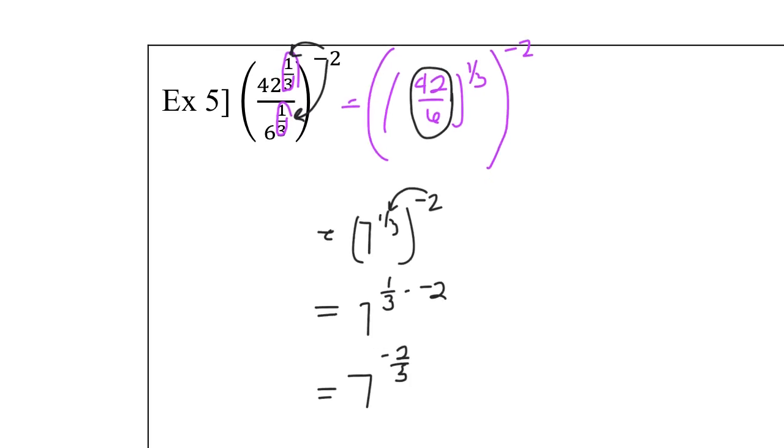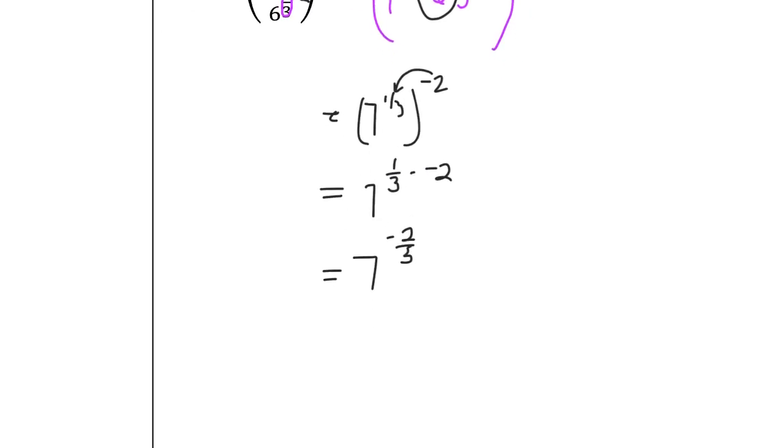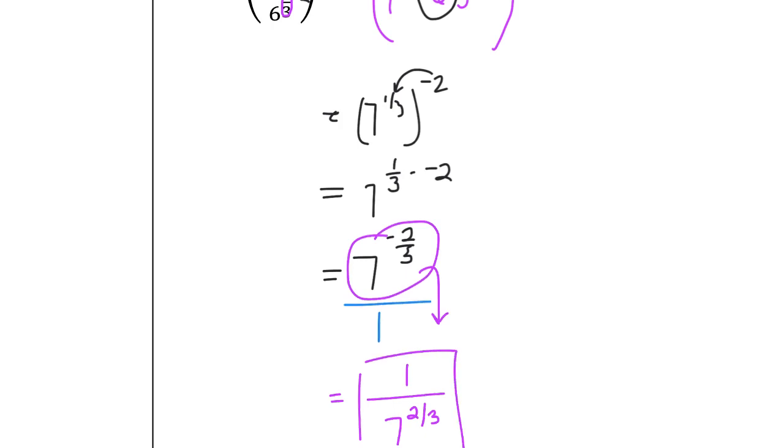Now again, we don't want to leave negatives in our exponents. So this is really over 1. So since this is a negative exponent, we're going to drop him in the fraction. So we're going to have 7 to the positive 2/3 in the denominator. And since there is nothing left in the numerator, we put a 1 as a placeholder. And this is as simplified as your example will be.